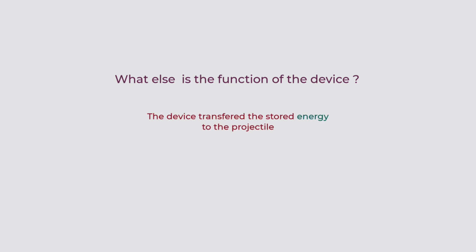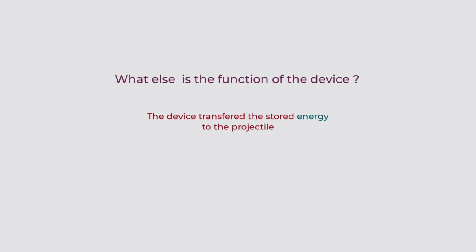Let's continue by iterating the process and asking, what else is the function of the device? After the user stores the mechanical energy, we want the device to release the energy to throw the projectile. So we might write, the device transfers the stored energy to the projectile.